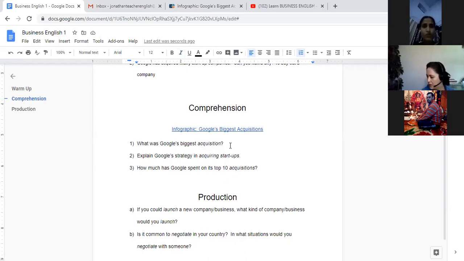So we're gonna look at a short reading article. I'm going to read the article to you, and you can just listen. And after that, we will try to answer these 3 questions. Here are the 3 questions. Number 1, what was Google's biggest acquisition? Number 2, explain Google's strategy in acquiring startups. And number 3, how much has Google spent on its top 10 acquisitions?